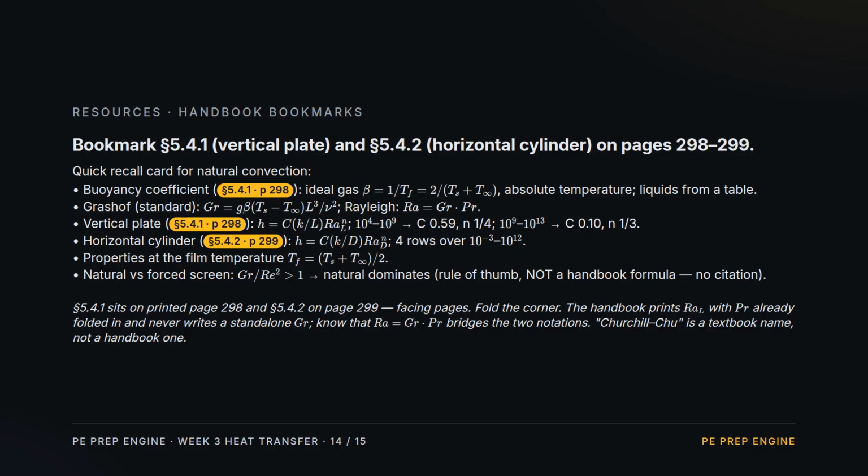Vertical plate is h equals C times k over L times Rayleigh to the n, 2 rows. Horizontal cylinder is the same with diameter D, 4 rows. Always evaluate properties at the film temperature. And the natural versus forced screen. Grashof over Reynolds squared above 1 means natural dominates, a rule of thumb with no citation.